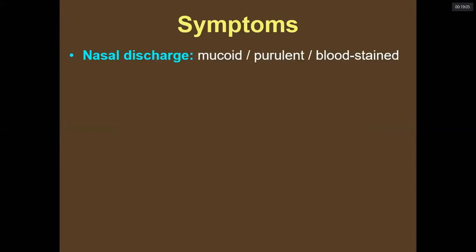Now symptoms. Acute rhinosinusitis and chronic rhinosinusitis are very common diseases, and many of us have suffered from acute rhinosinusitis multiple times at multiple stages of our life. Because we have suffered from this disease, we very well understand the symptoms. There can be nasal discharge. The nasal discharge can be mucoid, because the normal secretion of the goblet cells is mucoid. It can be purulent because of bacterial superimposition, and it can be blood stained.